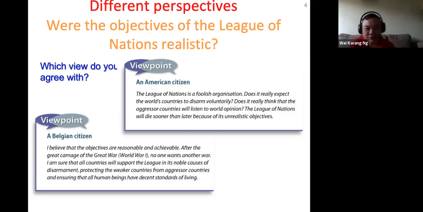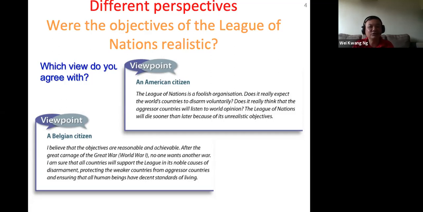Very good. So I hope that you'll get the idea. In these two perspectives, you see very clearly that both of them are looking at things in a very different manner. One of them is very negative about the LON, the Americans. The Belgian himself seems to be more positive. The European countries seem to be more positive.